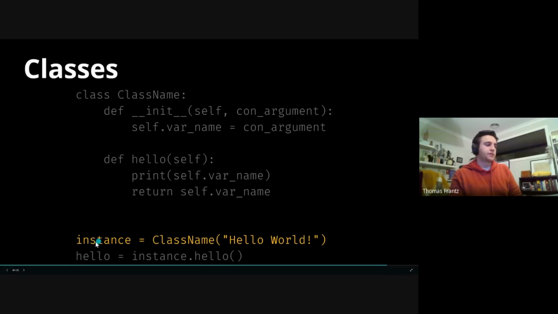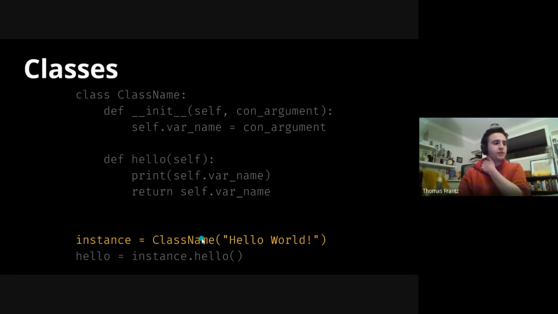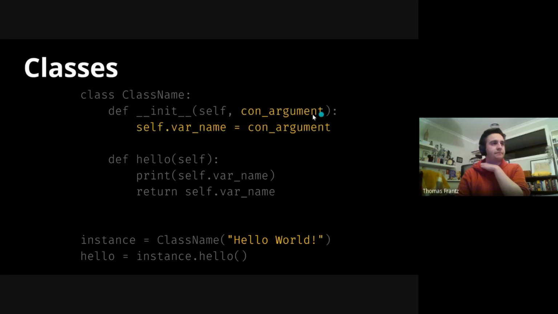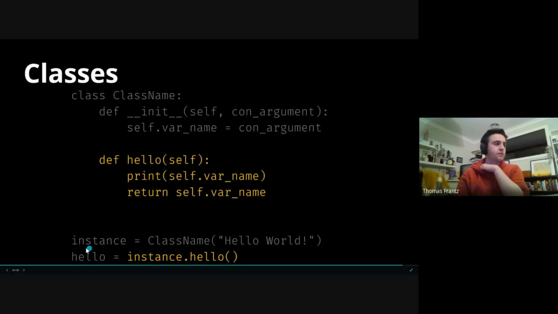So if we do this and then we call instance.hello, what actually happens is, from the start, it will go here, class name hello world. We'll enter this function, self will be the instance, and then this hello world here will equal this con argument, and that will be saved to self.varname. Then going forwards, when we call instance.hello, so that's the saved instance, we call this function. It takes no parameters apart from self. Self is implicit. You don't need to pass it through in either of these.